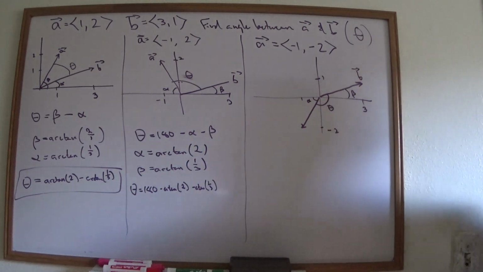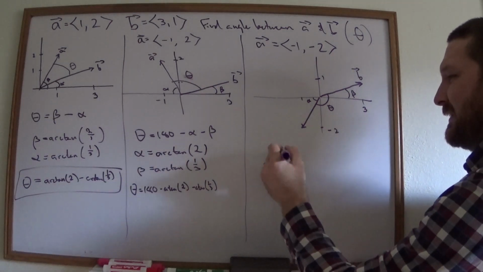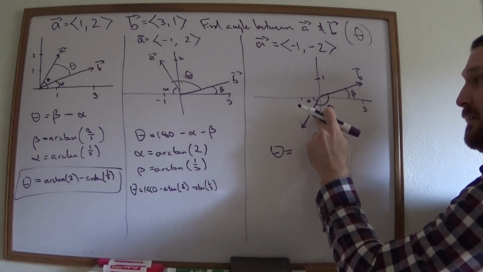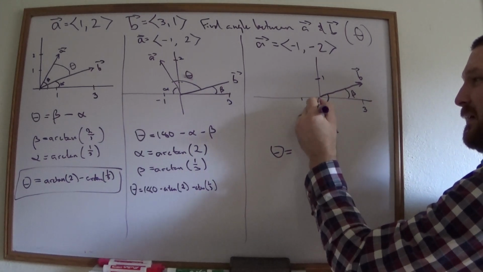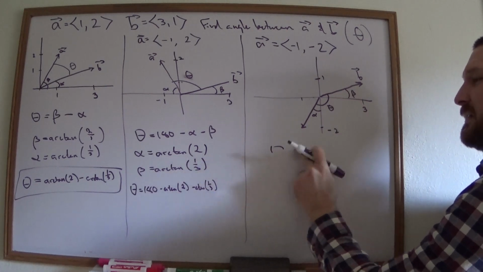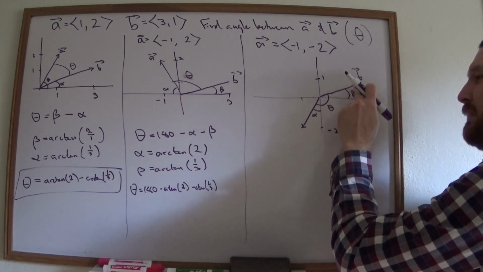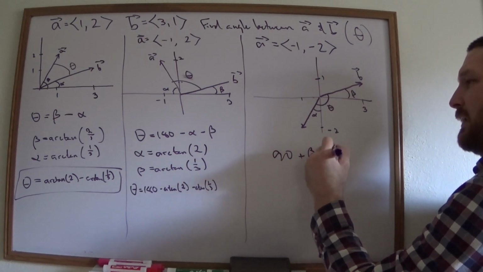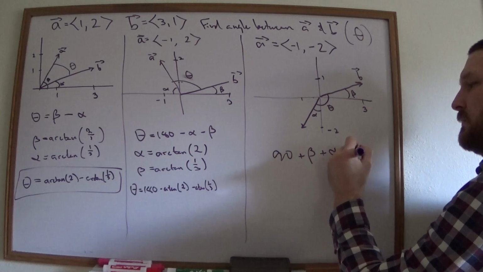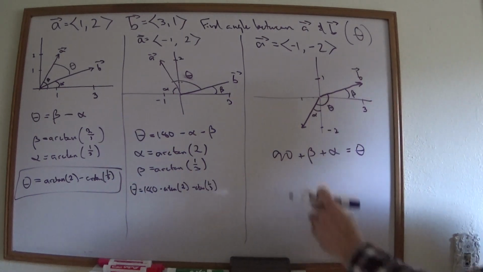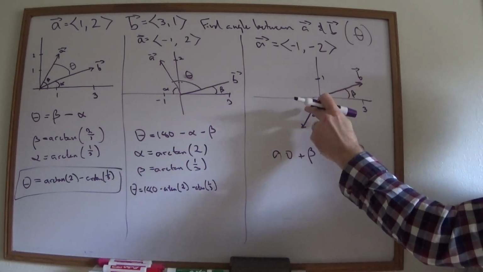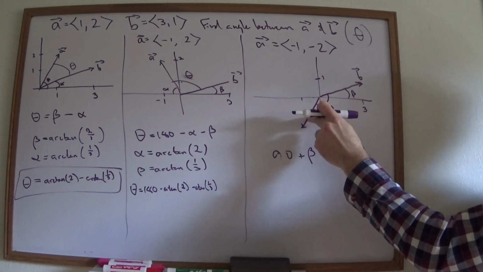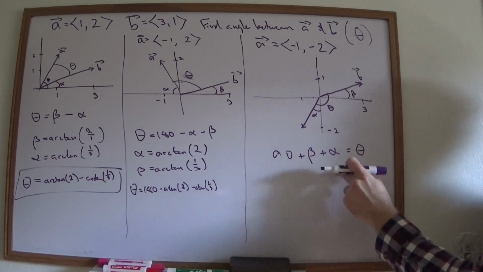Or I can make the other one alpha. And then theta would be 90 plus both of them, right? So 90 plus beta plus alpha is equal to theta. Check it out. Theta is from here to here. From there to there is 90. If you take 90 and add on alpha, you get to there. Then you add on beta, you get to there, right?